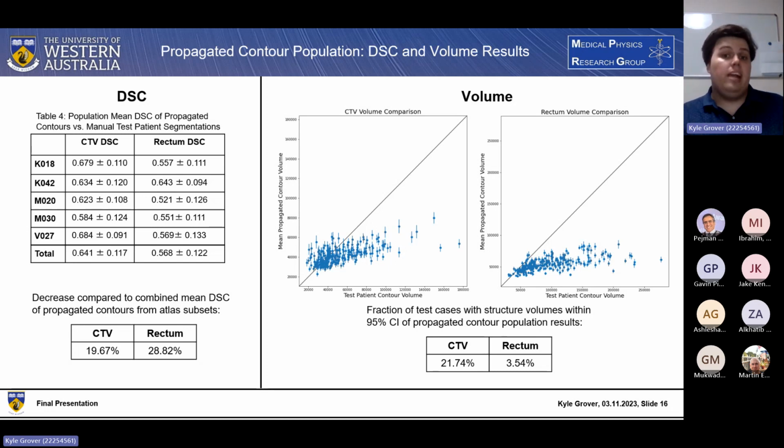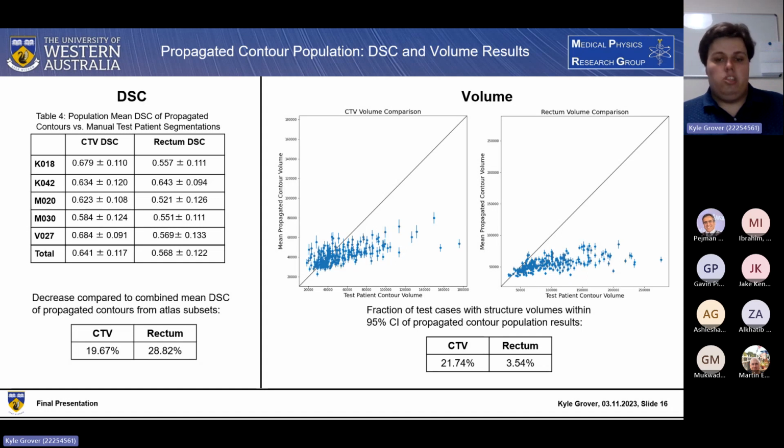So what this actually reflects is that during the registration process, volumes are not being expanded enough to be able to match the volume that's expected of the test patient anatomy. In particular, the statistics are given here with a 21.74% fraction of test cases actually lying within the 95% confidence interval of the contour populations.